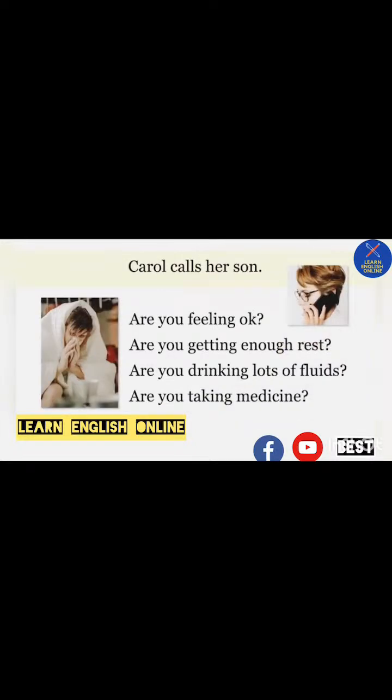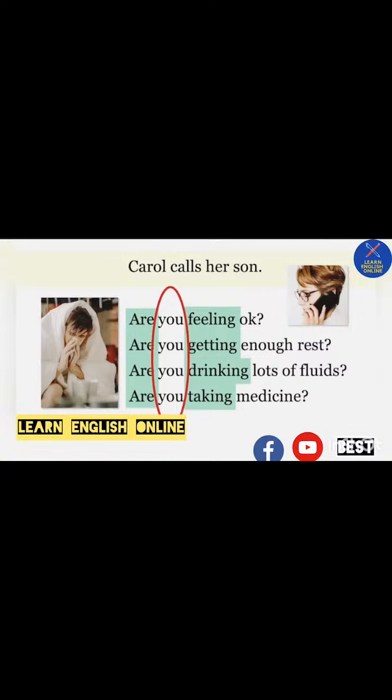Here's some more examples. Carol calls her son. She has a lot of questions. Are you feeling okay? Are you getting enough rest? Are you drinking lots of fluids? Are you taking medicine? Look at all of these questions. They all have the be verb and a verb with ing, and the subject is in the middle.